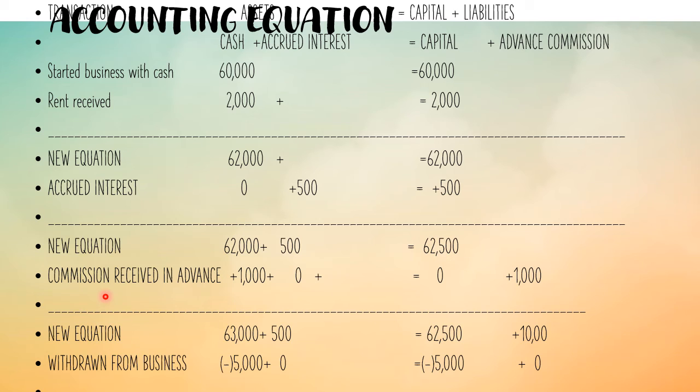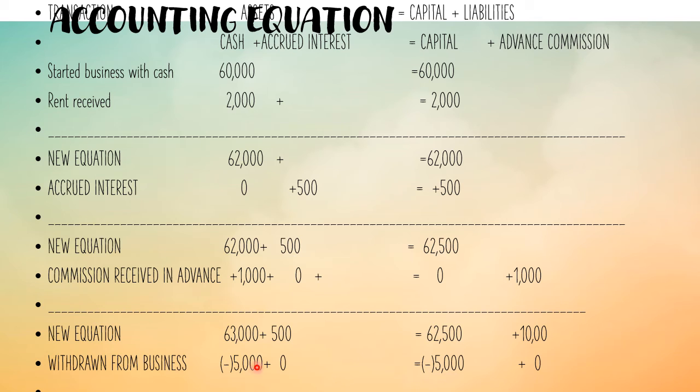The next transaction, commission received in advance. Income when we are receiving in advance, what will be the effect? We will add that to the cash, and next we will show it as advance income in the liability side because income received in advance is always a liability. So what will be the effect of advance income? We will add in the cash and add in the liability side. Next is withdrawn from business. That means drawings. Drawings always reduce the capital as well as cash. So it will be deducted from the cash and deducted from the capital.